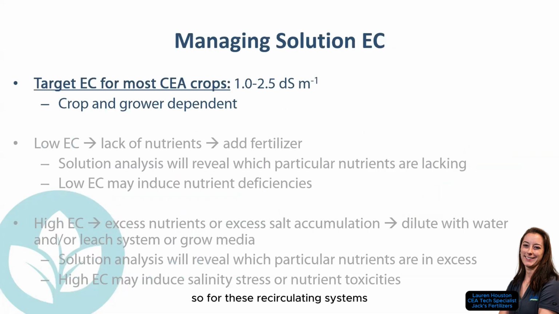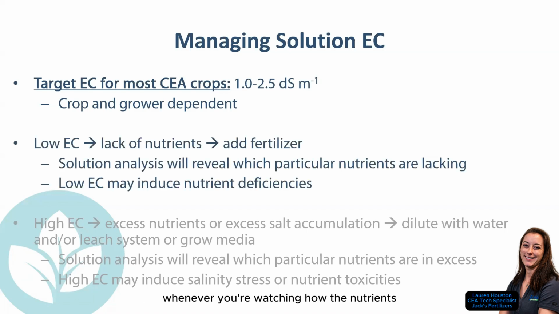So for these recirculating systems, when you're managing your solution based on the overall EC, you want to know what an acceptable range is going to be, to know how your solution nutrients are changing over time, what the plants are taking up, and what needs to be added back. For most hydroponic and CEA crops, an acceptable EC range is going to be between 1 and 2.5. That's going to depend a little bit on the crops and which fertilizers you're using, but that's a good guideline range to start with.